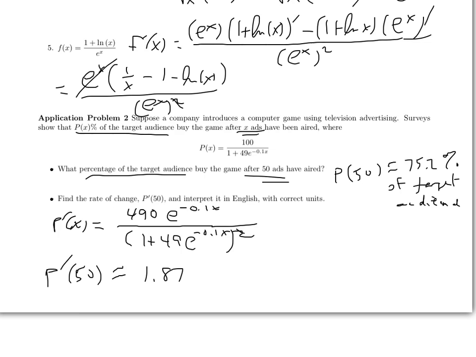And the units here, again, we already identified the input and output units. The input units are in ads, and the output units are percentage of target audience. So this is in percentage of audience per additional ad. So in other words, you're at the 75% mark now. For every additional ad you run, you expect that 75% to go up by 1.87 percentage points.